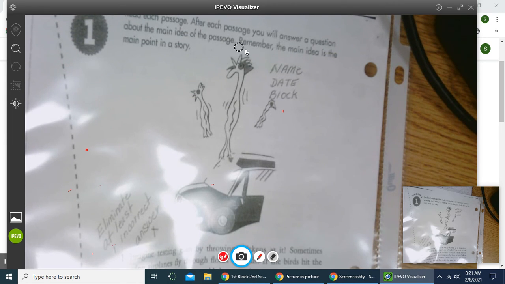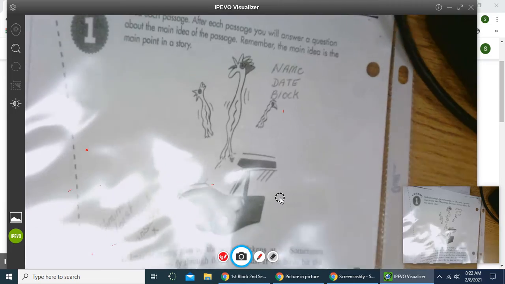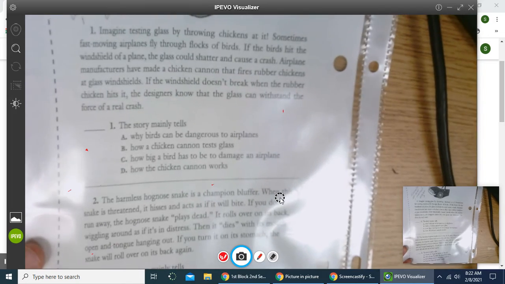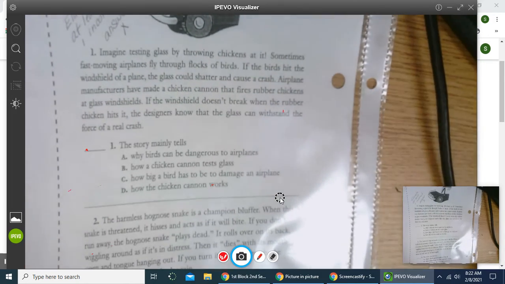Okay, so it says after each passage, you will answer a question about the main idea. Remember, the main idea is the main point of the story. On our sheet, it says eliminate the least answer, but you are going to do that by numbering your paragraphs. You can match them up with which one it goes to, because if you do each one of the sentences for which one it goes to, then a lot of times that will tell you what your main idea is. It's a very effective way to practice if you are not sure what it's talking about. So make sure you number your paragraphs.